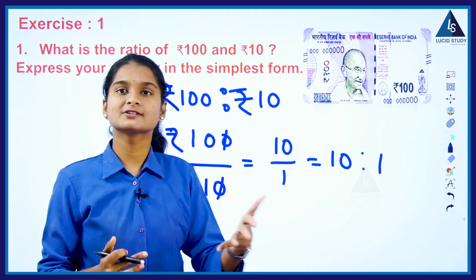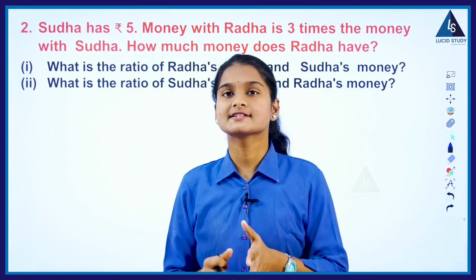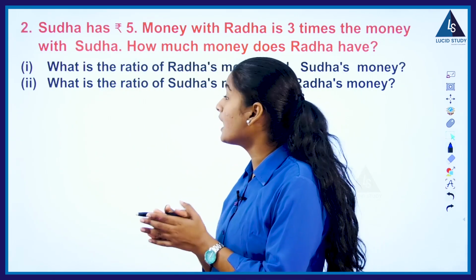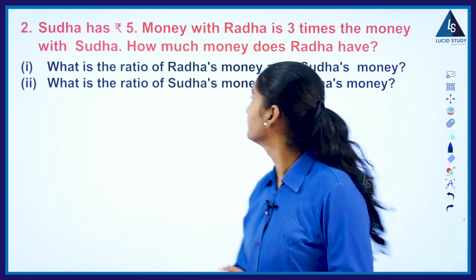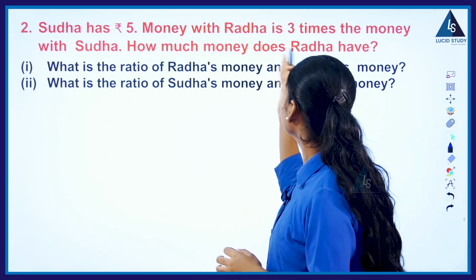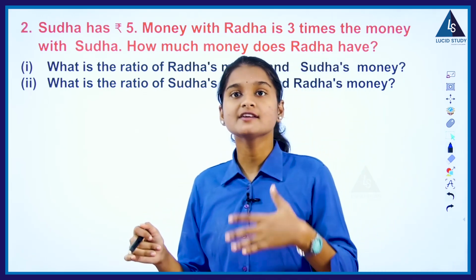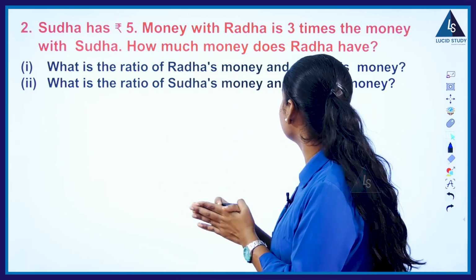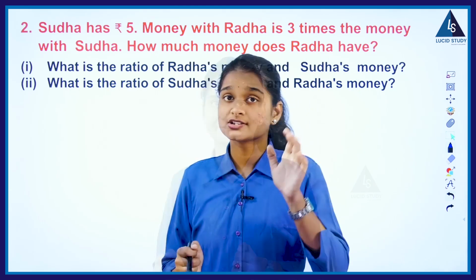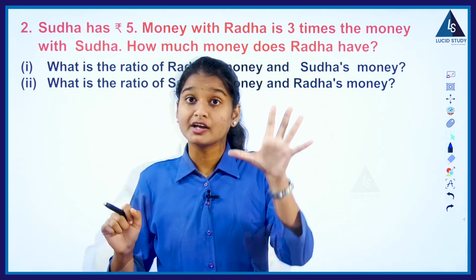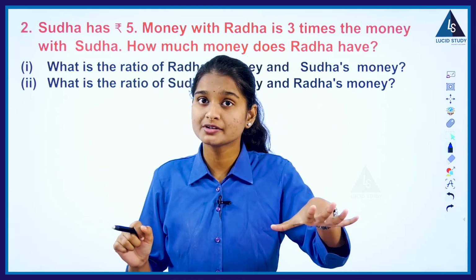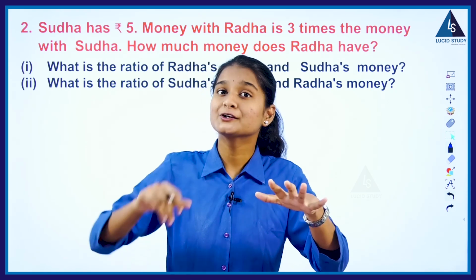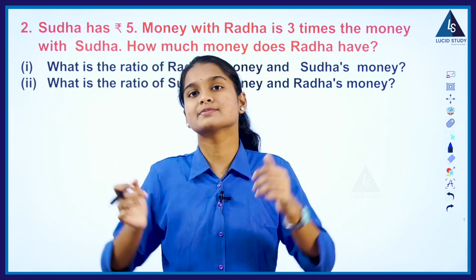Now, let us move to the second question. Now, this is the second one. Sudha has ₹5. Money with Radha is 3 times the money with Sudha. How much money does Radha have? Sudha has ₹5 and Radha has that amount which is equal to 3 times of Sudha's money.